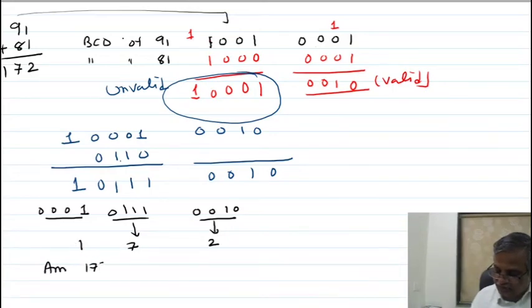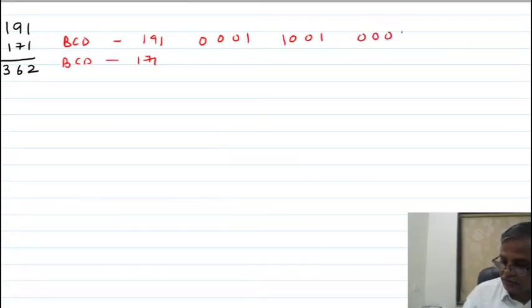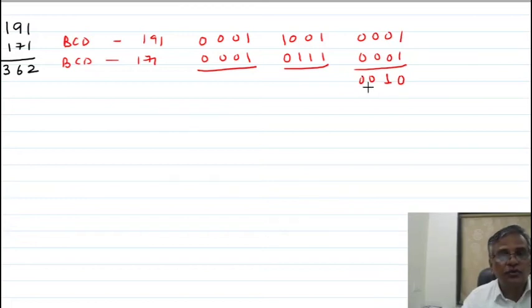The answer is 172. Let us add 191 and 171. I am writing the BCD code of 191 and the BCD code of 171. For 191, 0 0 0 1, and for 9, I am writing this. For 171, 0 0 1, this is 0 1 1, this is 0 0 0 1. 1 plus 1 is 0, this you already know. This is a valid code.